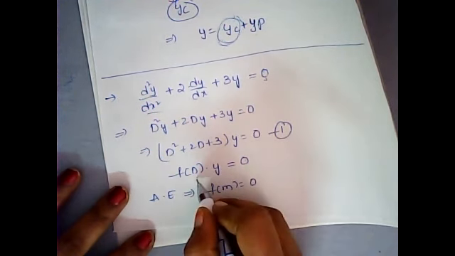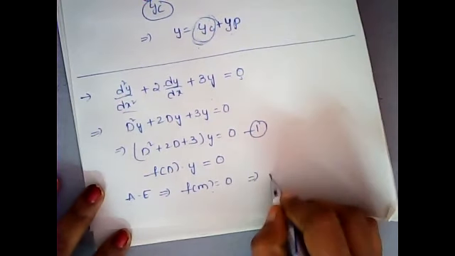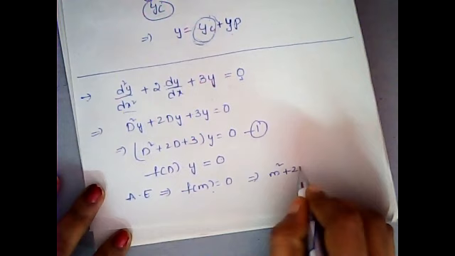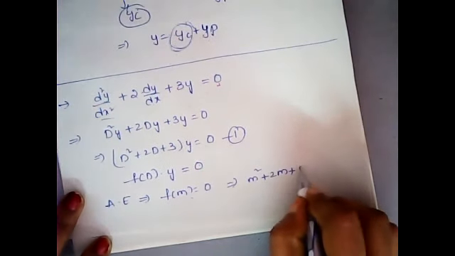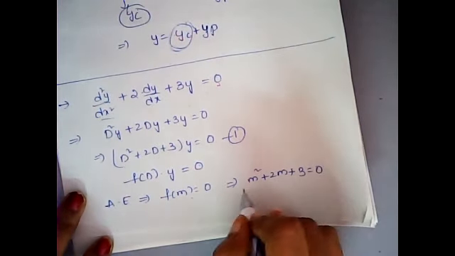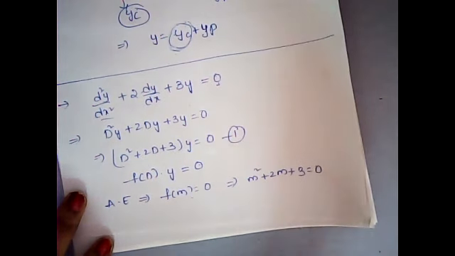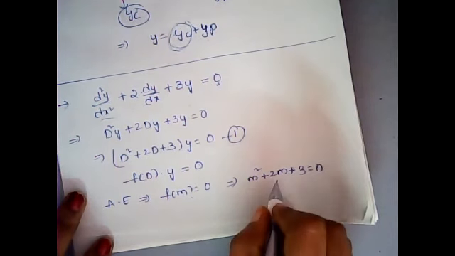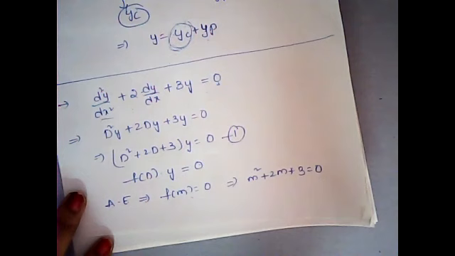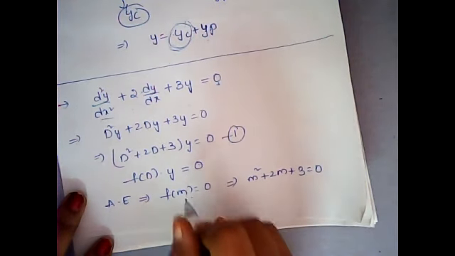Just replace the D by m here, so the equation will be m squared plus 2m plus 3 is equal to 0. Now, we need to find out the roots for this m. With those roots only, we will be finding out the yc. We will be getting our required yc here.